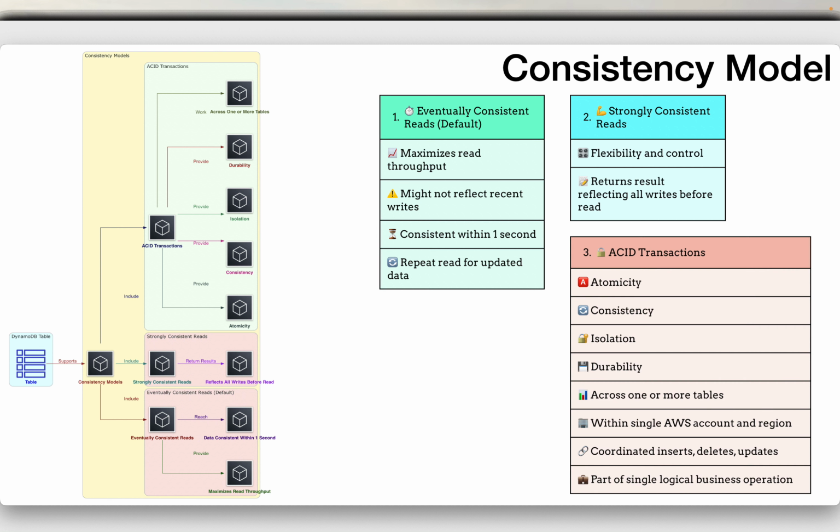And lastly, we have ACID transactions. So these are DynamoDB transactions. This is a slightly different feature. DynamoDB transactions provide developers the features of atomicity, consistency, isolation, and durability across one or more tables. So this is when you have multiple items across one table or multiple tables within a single AWS account and region. Then you can use transactions when building applications that require coordinated inserts, deletes, or updates to multiple items as part of a single logical business operation.